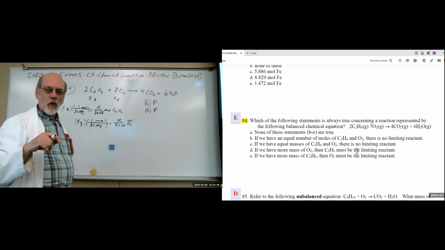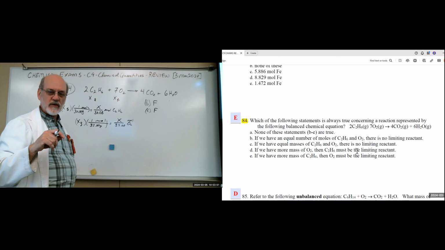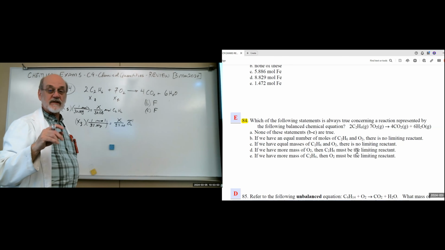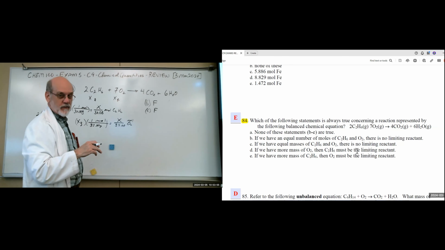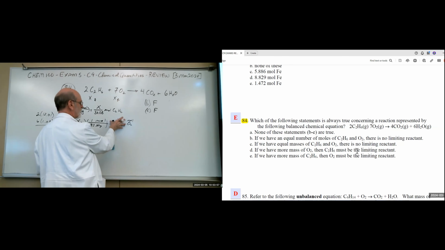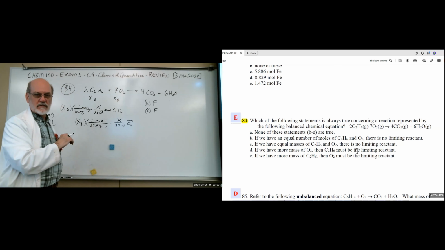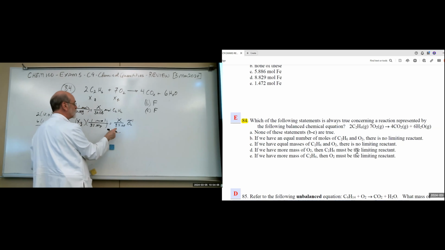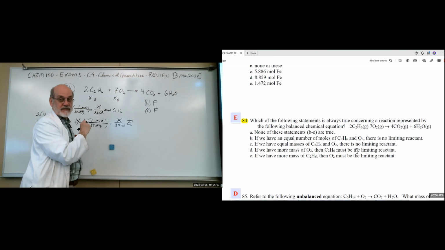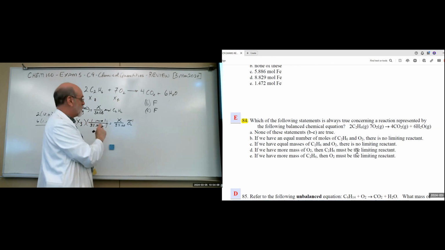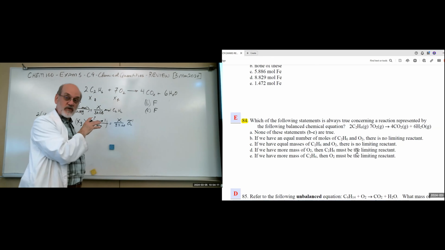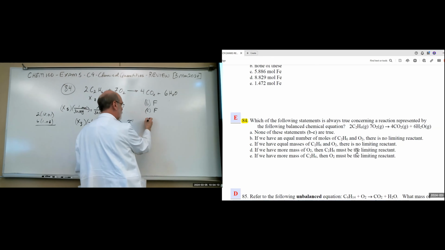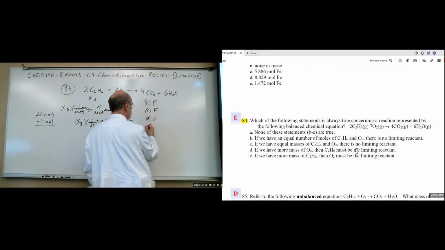D, if we have more mass of oxygen than C2H6, C2H6 must be the limiting reactant. If we have more mass here, no. Just because it's more mass doesn't mean this is limiting, because you need 3.5 times as much mass for the ratio to be stoichiometric, right? So we can say that this one is also false.